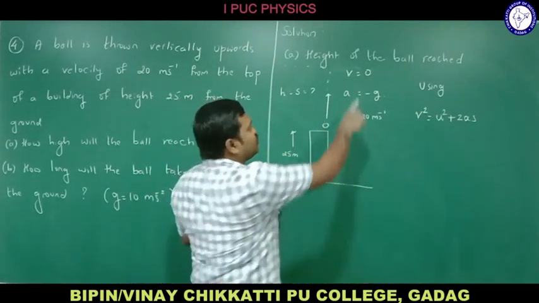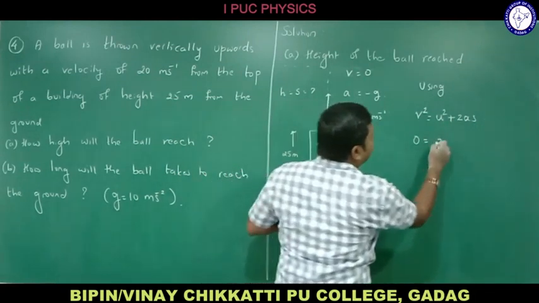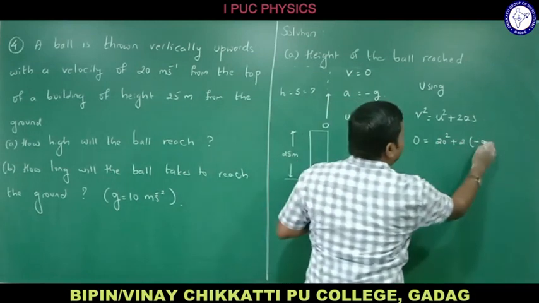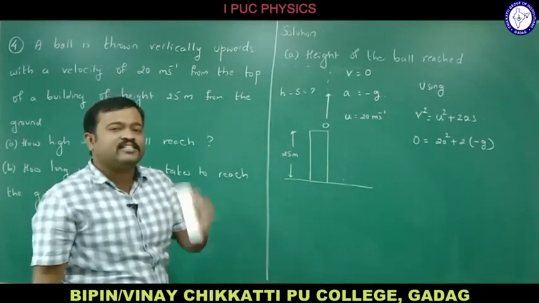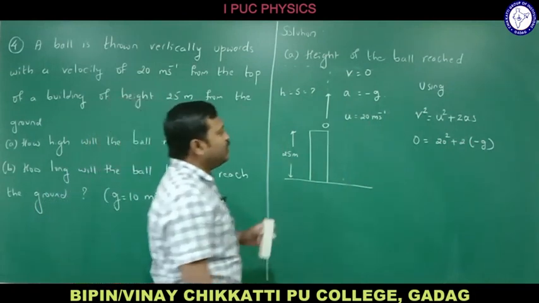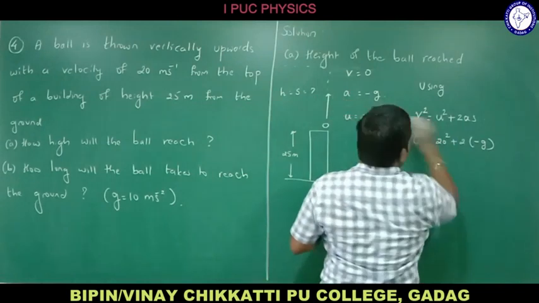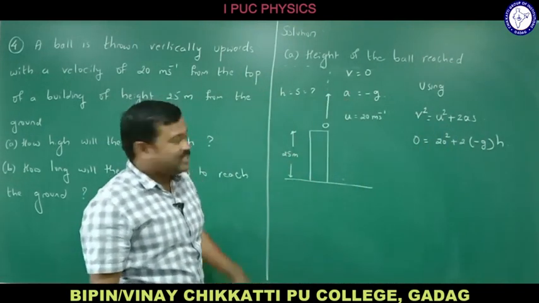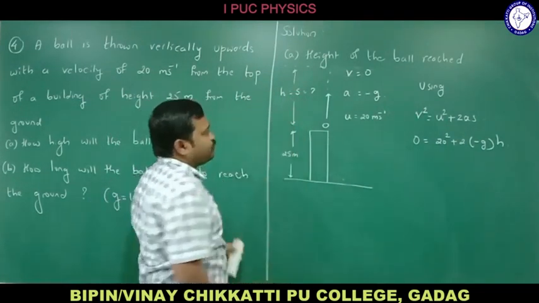What is the final velocity? That is 0. Shall I write 0 here? What is the initial velocity? That is 20. 20 square plus 2. What is the acceleration? Minus g, because it is moving upwards. When a body is moving upwards, take acceleration as minus g. Right? Okay. What is this height, distance? You need to calculate that s. It is nothing but the height above the building. Do you understand? This height is above the building. This height I'm speaking about now, right?